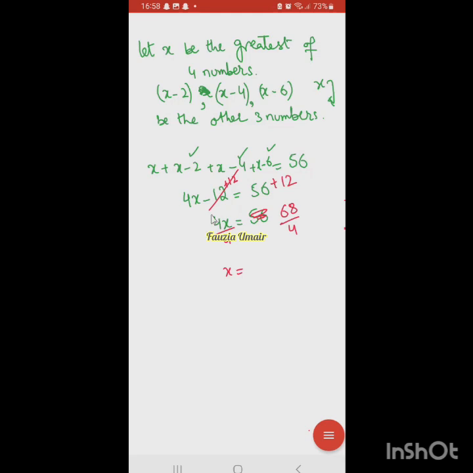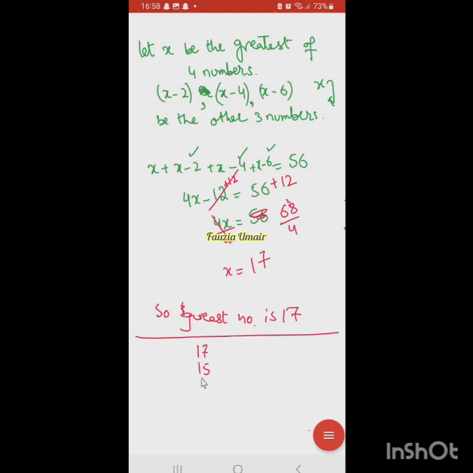Acha, now this 4 is cancelled. 68 by 4 is what? 4 ones are 4. So 17. X is 17. So what is x, the biggest number? Greatest number is 17. Right? This is the answer. Acha, now let's recheck. If 17 is the greatest number, what will be the previous number?